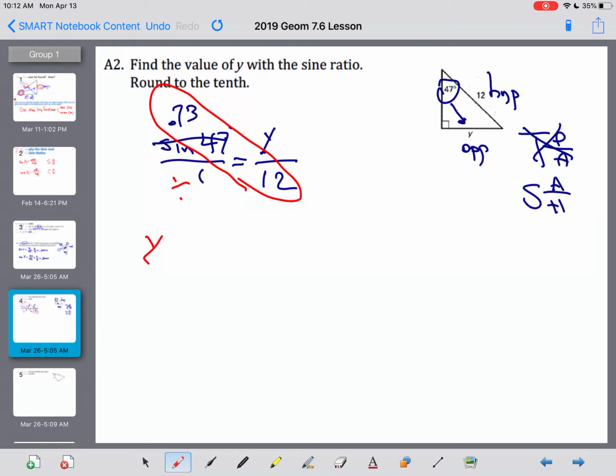So we get y equals 0.73 times 12, which is going to be 8.76. I know it says tenth, but I did some extra. That's okay. Alrighty? Typical type problem.